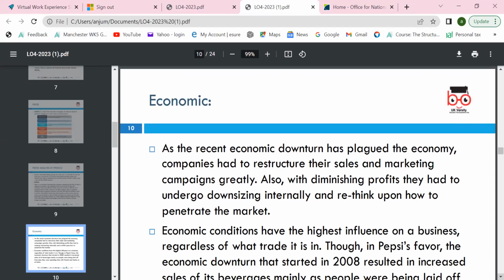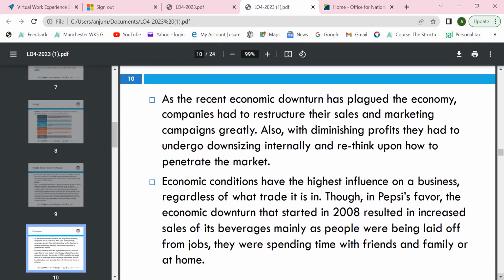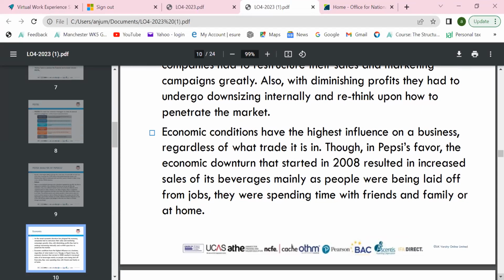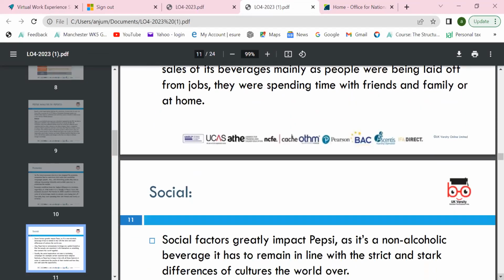So when we're looking at economics, we can look at economic factors like per capita income and a recent economic downturn: how the company had to restructure its sales and marketing campaigns, deal with diminishing profit, whether they underwent internal downsizing, and rethink how to penetrate the market. Economic conditions have the highest influence, like back in 2008, the credit crunch. Now again we have a credit crunch, due to the war between Russia and Ukraine and other conflict between China and the US.